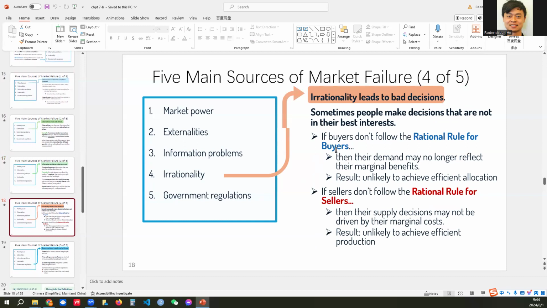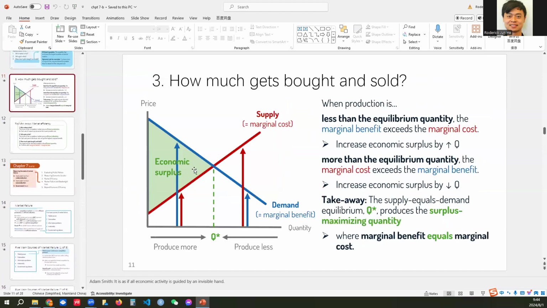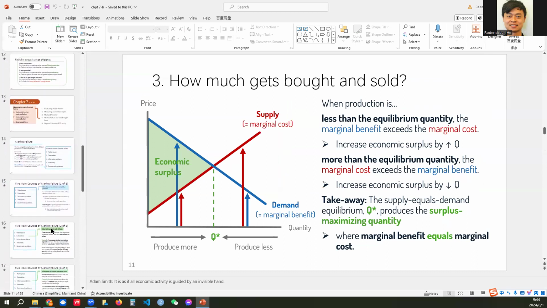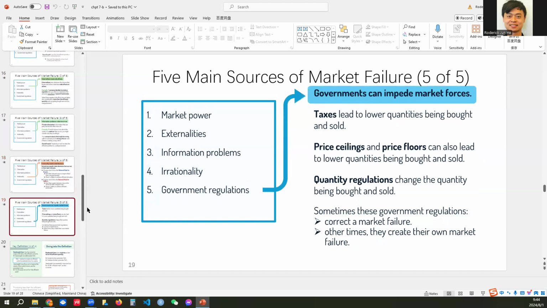That's the third one. And the fourth one is irrationality. Sometimes irrationality leads to bad decisions. Maybe we have little understanding of what is going on, so we can't be that rational all the time. And then our purchase and selling may be higher or lower than the equilibrium point, causing deviation and causing the market not to be cleared, okay, not to be optimized.